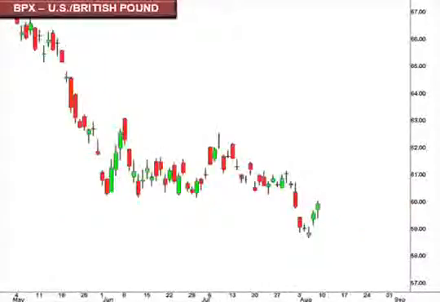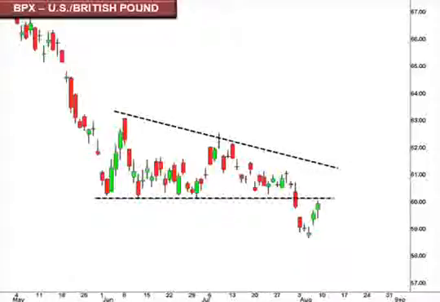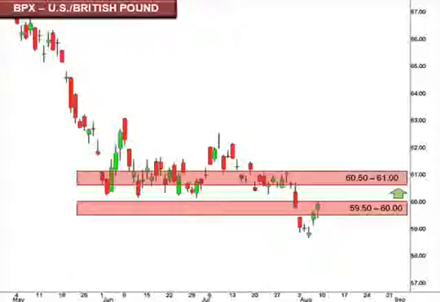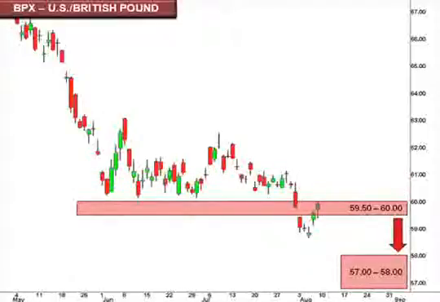The BPX, the US versus the pound, retraced back up to test a key resistance level after breaking below our 59.5-60 support. Any follow-through of this bullish US dollar move is likely to meet with resistance at the 60.5 to 61 focal zone, and until we see this level breached, we are also suspect of this rally. Should the pair value reject out of the current zone, we will be looking for a continuation to the downside into our 57-58 box.